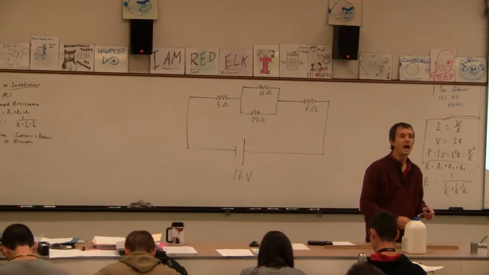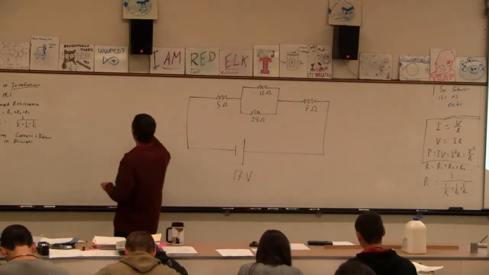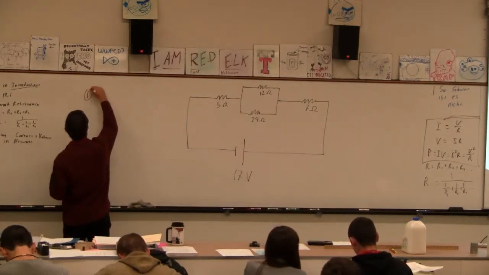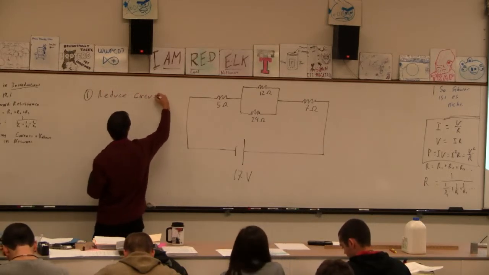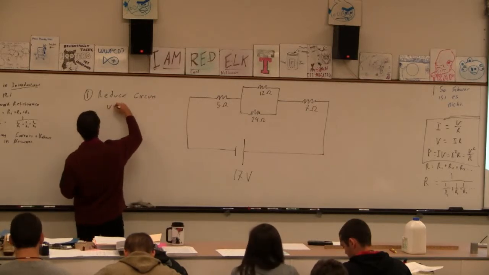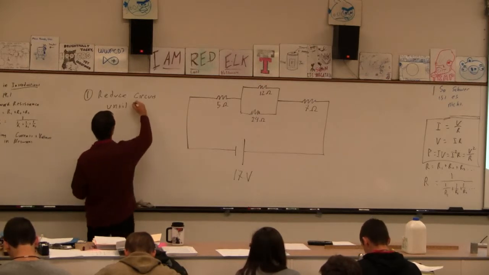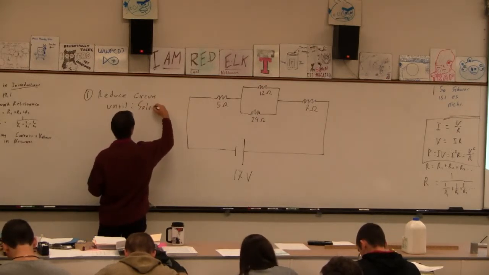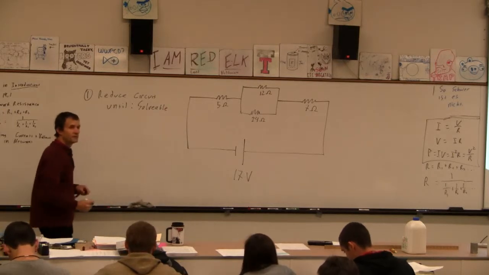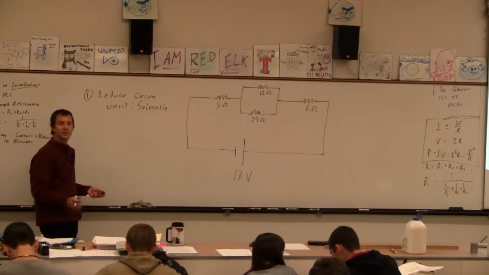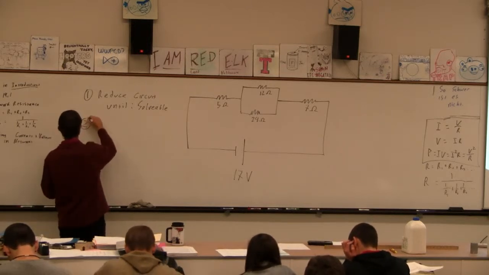So here is the algorithm for solving these things. The first step is to reduce the circuit until, this is a condition, I'm writing a computer program here, until it's solvable. Is that how you spell solvable? Reduce it until it's solvable. Step 2, solve it.